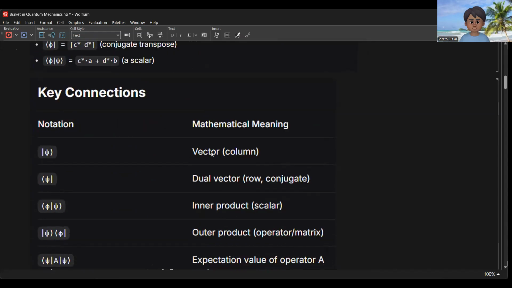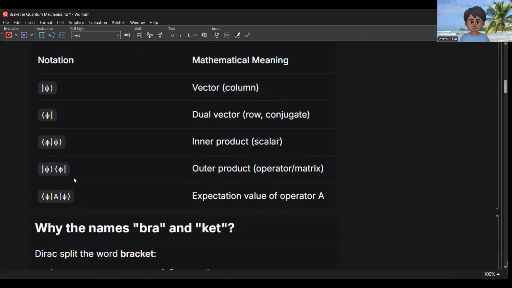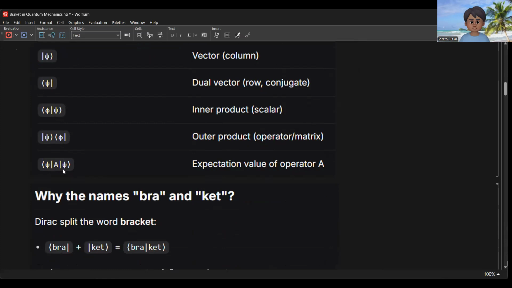So we have the key connections, notations. We have the column vector here. This represents the ket, and the bra here, the dual vector. This is the conjugate, so that is the row vector. We have the inner product here, the bracket of phi and psi. And we have the outer product here. It's the symbol for the outer product, an operator matrix. We have the expectation value of operator A here.